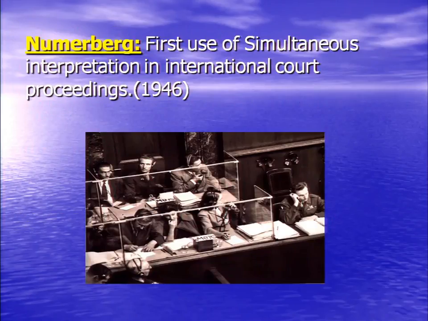So let's start. That's the brief history of court interpreting. The first use of simultaneous court interpreting in an international setting was back in the Nuremberg trial, and that was in 1946. Does anybody know about the Nuremberg trial? Okay, with the Nazis and things.